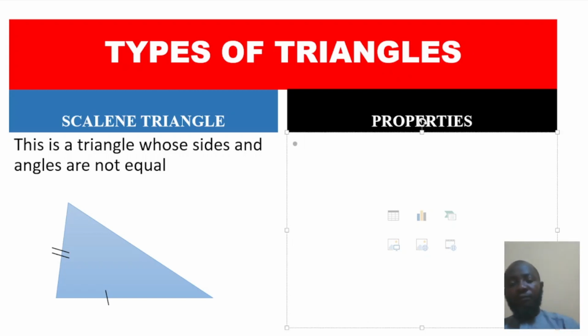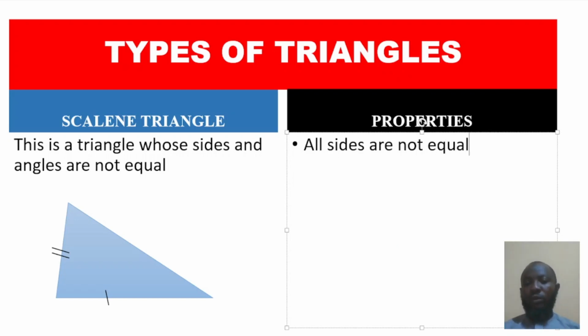So the first property of it is that all sides are not what? Are not equal. All right. Then the second one is that all angles are not what? Are not equal as well. So all sides and angles are not the same. Then at the same time, can we say it has a line of symmetry? And what is the order of rotational symmetry of this one? It's also one of the things we want to look at.